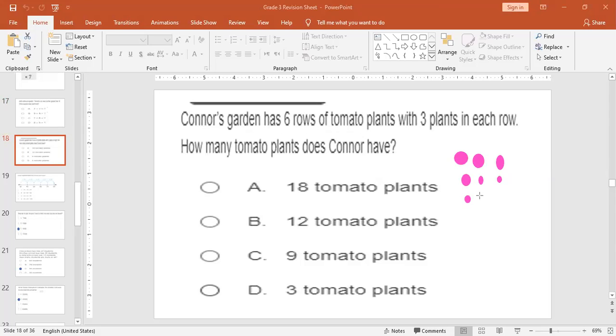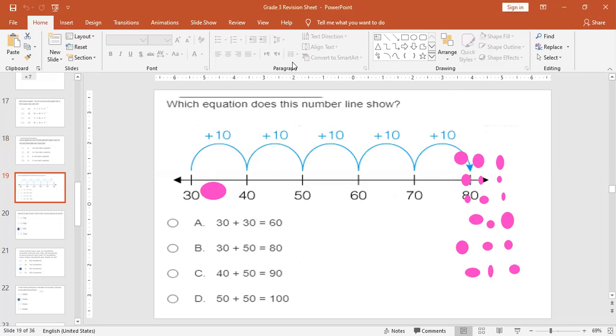1, 2, 3, 4, 5, 6. And if you count it, you will find 6 multiplied by 3 is what. You can multiply, or you can count, and in both you will find the same answer. That's why I'm telling you to know the multiplication table very well and revise it. So the answer is 18 tomatoes, which is 6 multiplied by 3. Now I have 19. See, it's very easy.